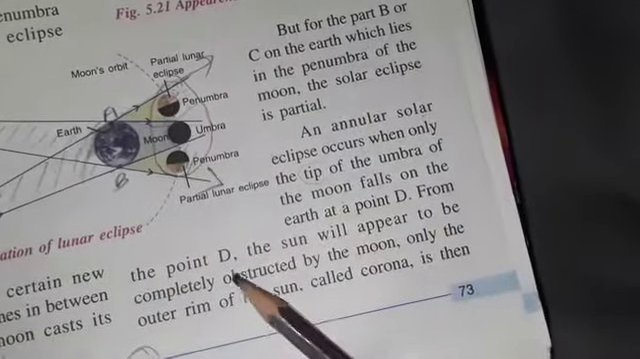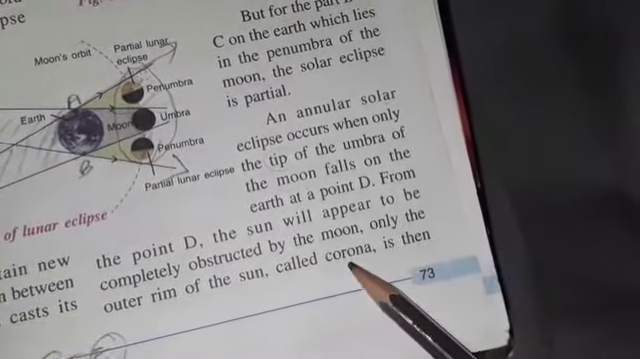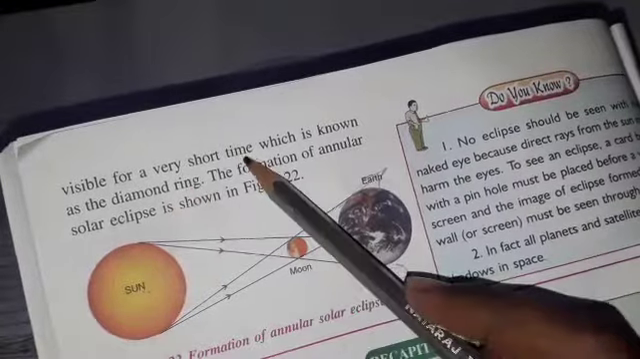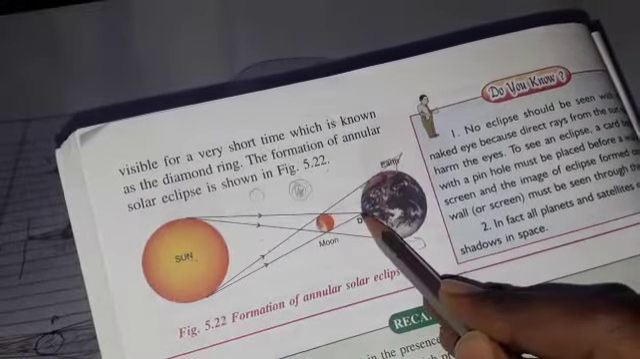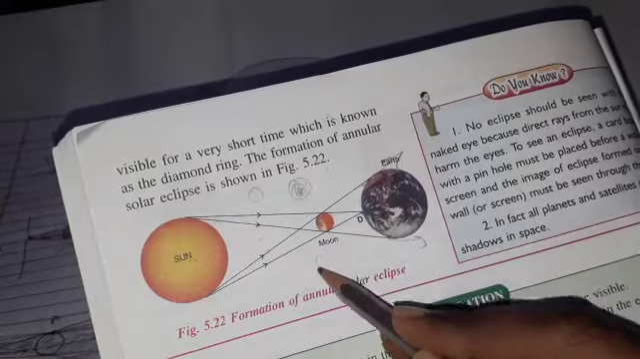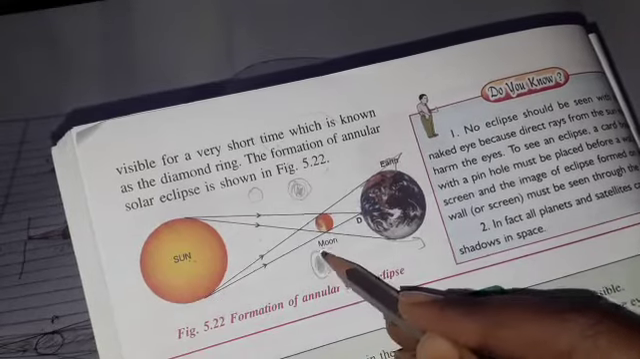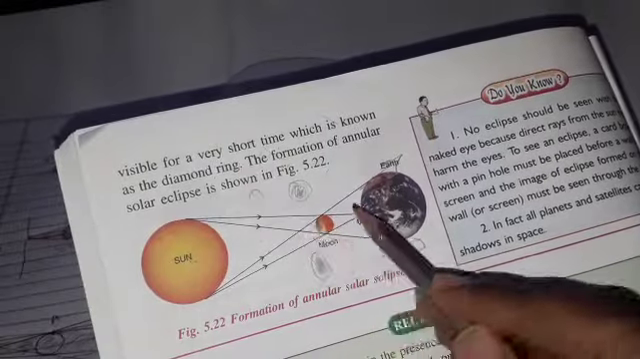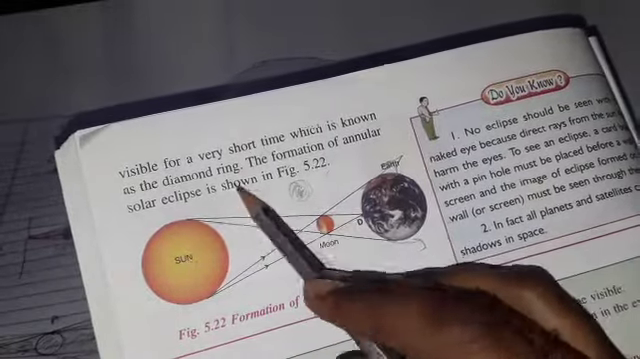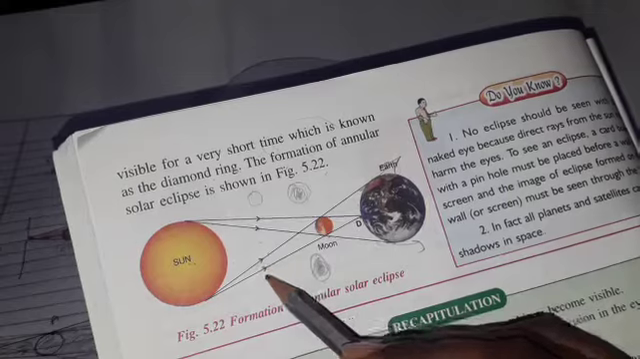And class, from the point D, the sun will appear to be completely obstructed by the moon. Only the outer rim of the sun, called corona, is then visible for a very short time, which is known as a diamond ring. So class, this is your point D, and in an annular solar eclipse, the sun is completely dark. You can only see that outer ring from the point D, and it is known as diamond ring. You can see that diamond ring in a very small frame of time. So this is known as an annular solar eclipse.